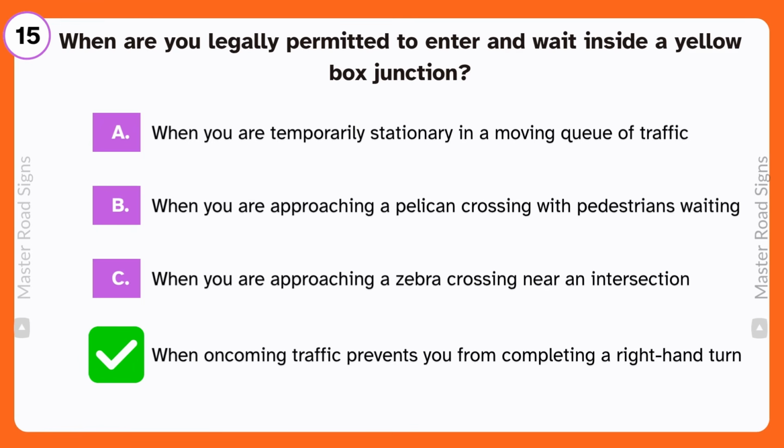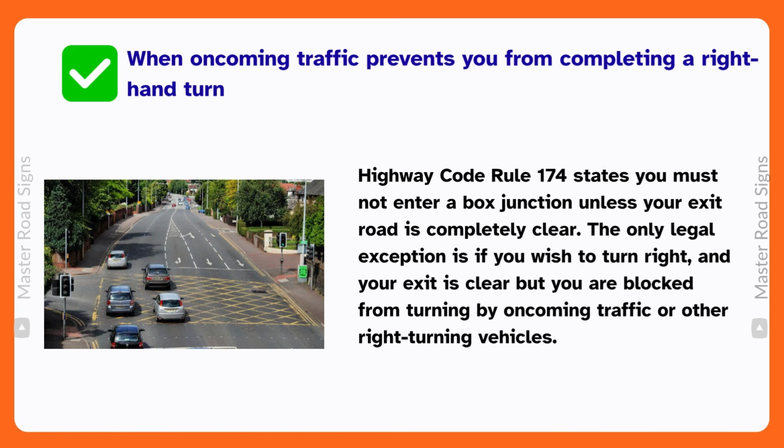Correct answer is option D, when oncoming traffic prevents you from completing a right-hand turn. Highway Code Rule 174 states, you must not enter a box junction unless your exit road is completely clear. The only legal exception is if you wish to turn right and your exit is clear, but you are blocked from turning by oncoming traffic or other right-turning vehicles.